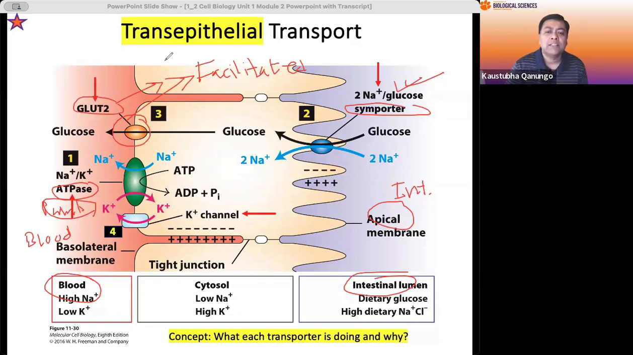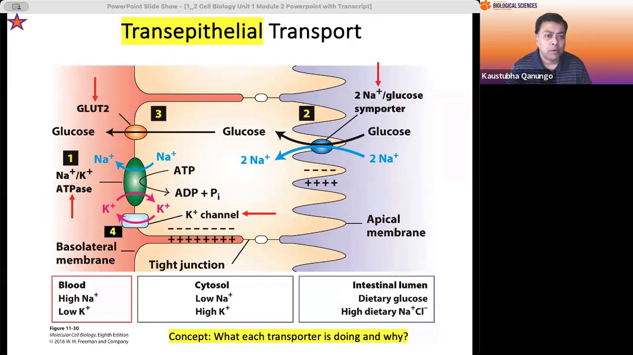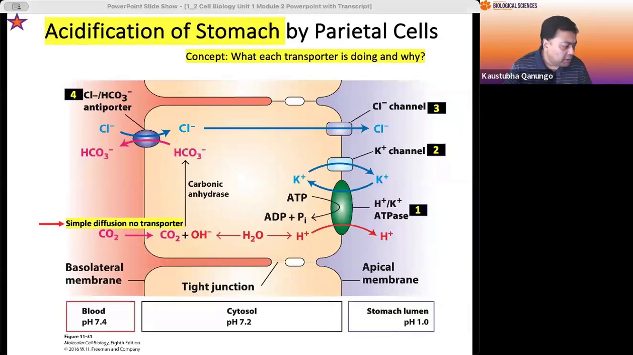Which side has which of the important transporters in this transepithelial transport? So this one is acidification. Here what you are seeing is that carbon dioxide from the blood side is coming into the cell, and carbonic anhydrase makes the bicarbonate ion, which, with the antiporter, brings chloride into the cell, which goes through a chloride channel into the stomach lumen.